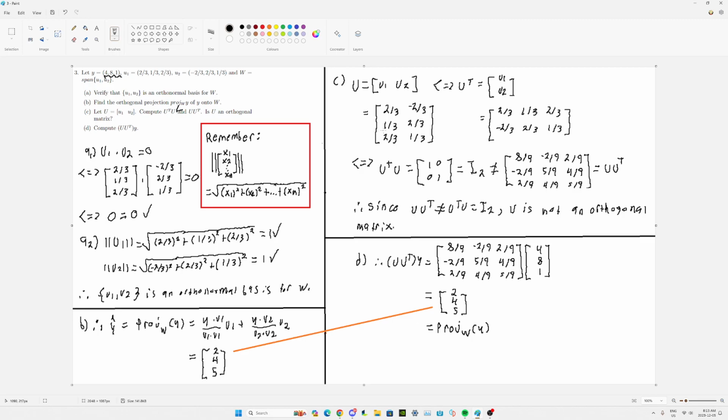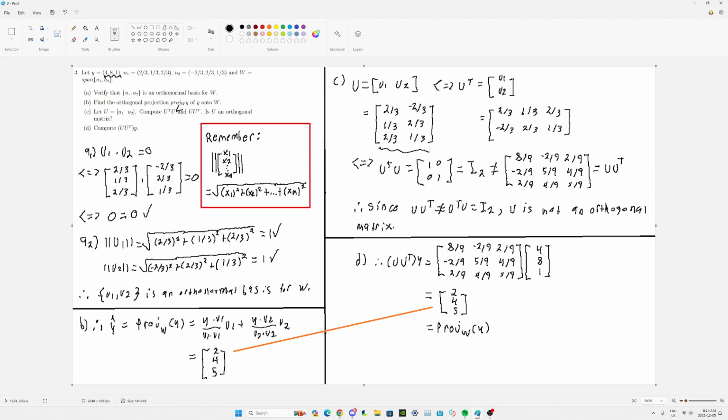C, let U equal the vector in the first column, second column, compute U transpose U and U U transpose. Is this an orthogonal matrix? Okay, so when it says u1, u2, right, we're going to store those vectors as columns. If it were u1 over u2, that would be rows, but in this case, we're doing it as columns. That implies that the transpose is going to go to u1, u2. So you're going to need those two pieces. I wrote out what they're equal to.